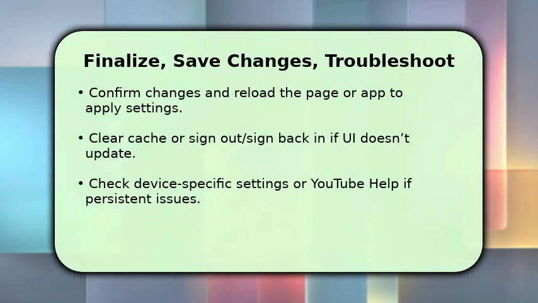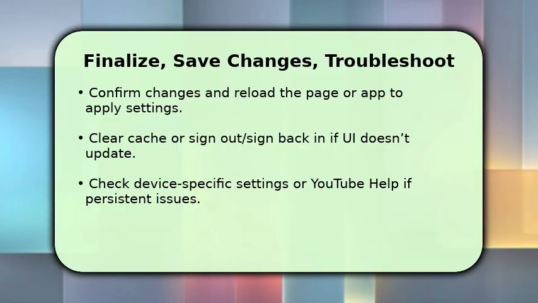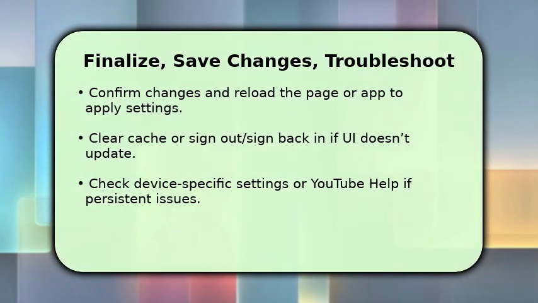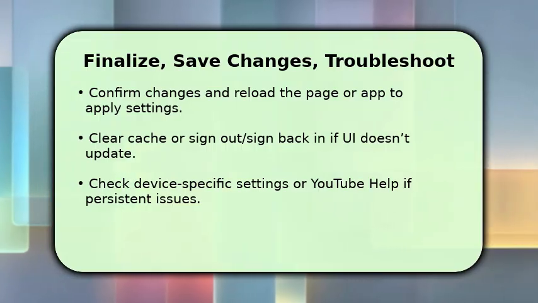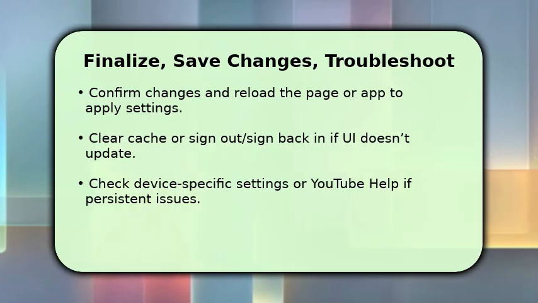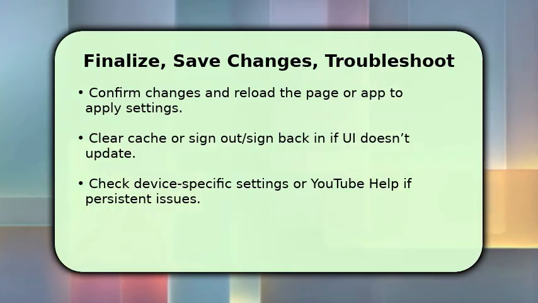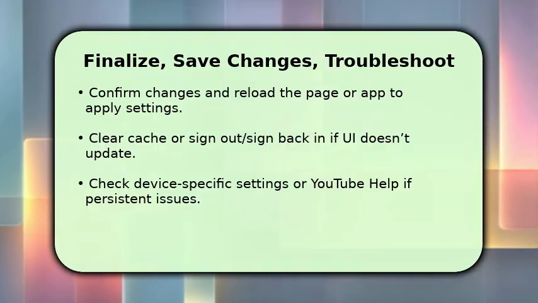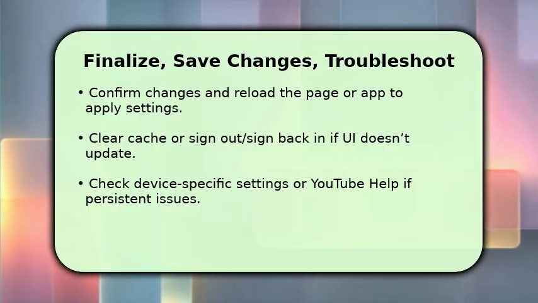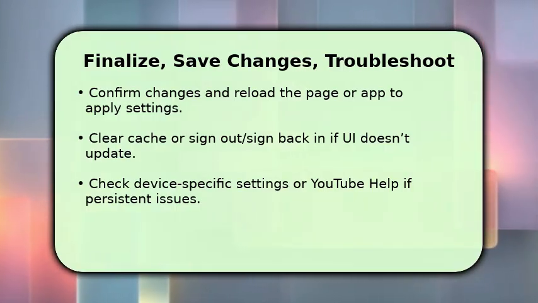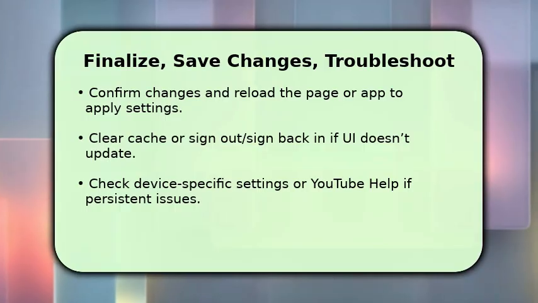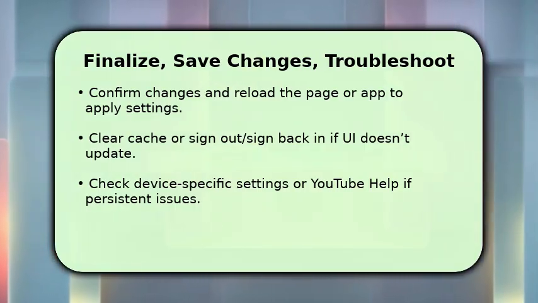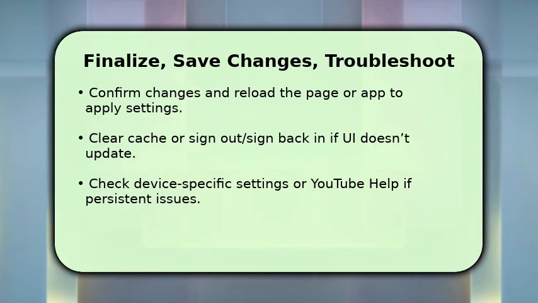Finish by saving or confirming each setting, and then reload YouTube so the interface refreshes. If changes don't appear, clear the browser cache or app data and sign out, then sign back in. This forces the client to fetch updated preferences. Make sure extensions or ad blockers aren't overriding layout elements. If problems persist, check device-specific settings like System Theme or reinstall the app. One key tip: disabling browser extensions often resolves UI conflicts quickly, so test with extensions turned off.